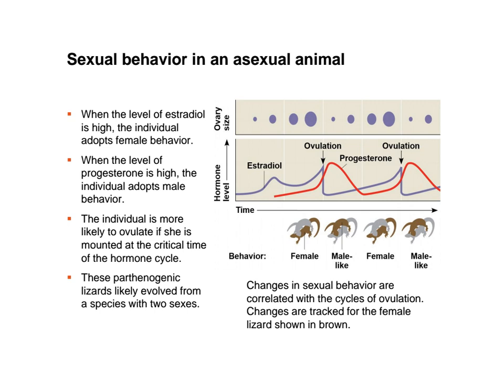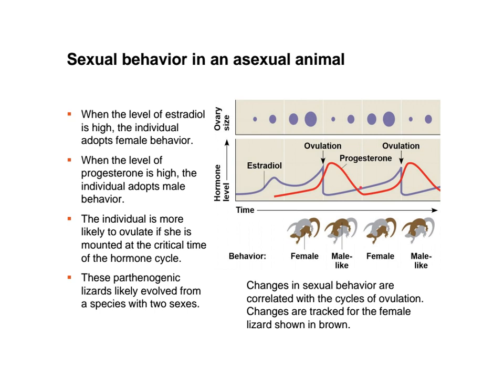In contrast, when the level of progesterone is high, the individual adopts male behavior. So here we're tracking progesterone in the same individual, the brown individual shown here. Right after ovulation, the level of progesterone goes up, and notice that the animal has now switched over to doing the male behavior, and her ovaries are very shrunken at this point.